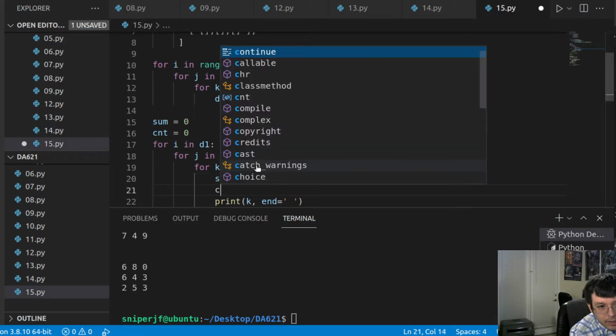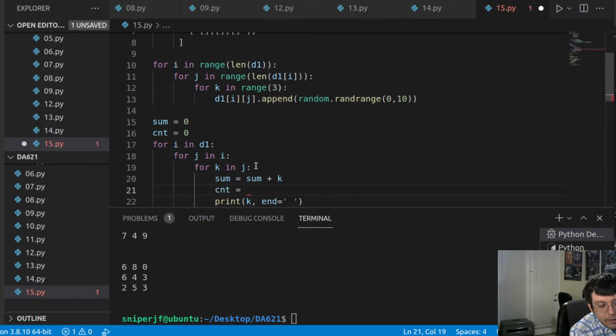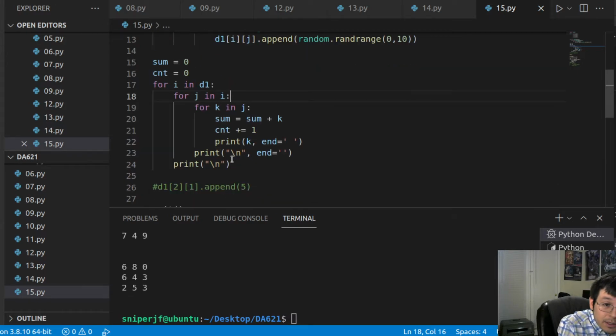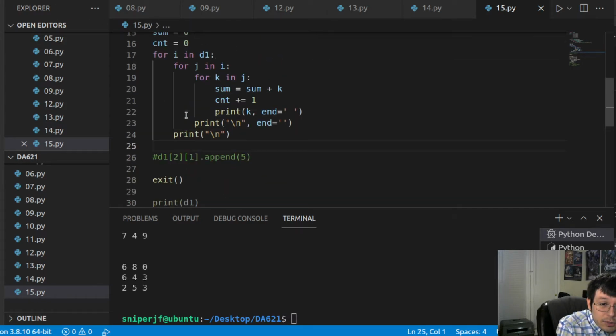And then for the count, I could say count is equal to count plus 1, but I'm going to show you the other way you can do this, which is when you say plus equals 1, and that's the same thing as saying count plus 1. It's just another shorthand notation for that. So when I do that, that should compute the average.